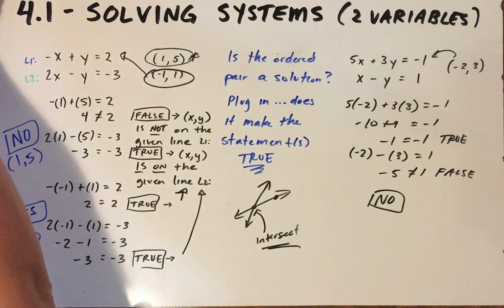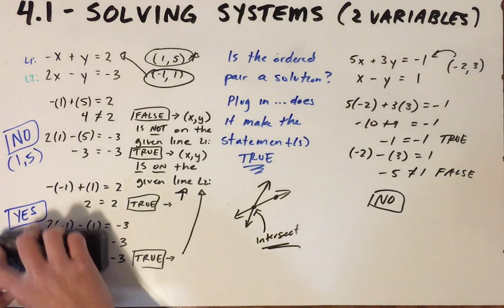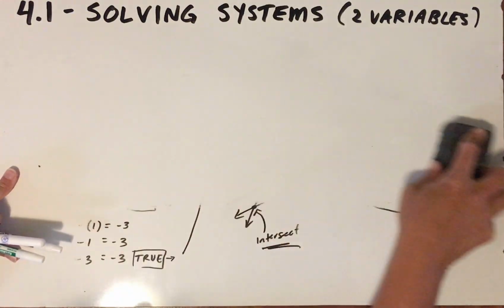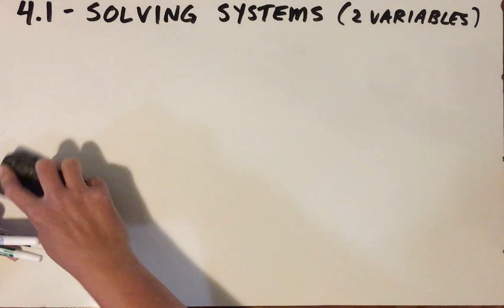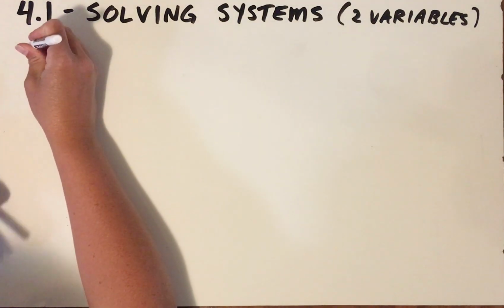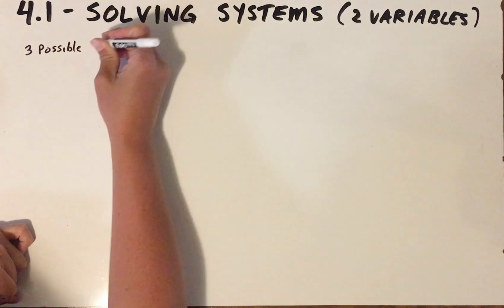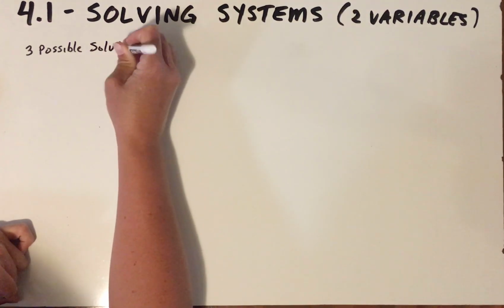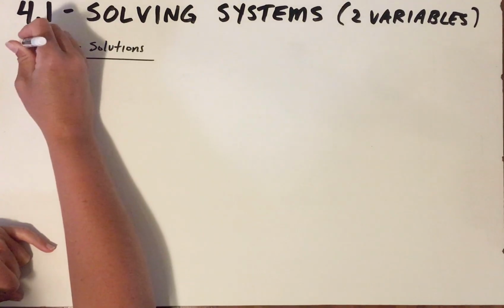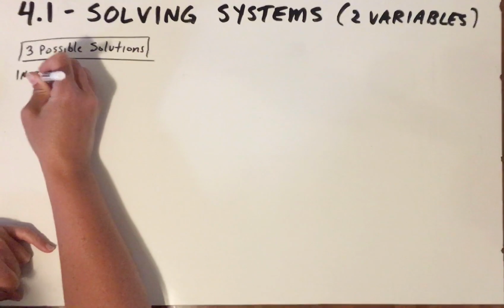Okay, so understanding what a solution is is very important in this section. The next thing we're going to talk about is what types of solutions we can get. There are 3 possible solutions, and first we're going to look at them graphically. The first possible solution is that we could get lines that actually intersect.